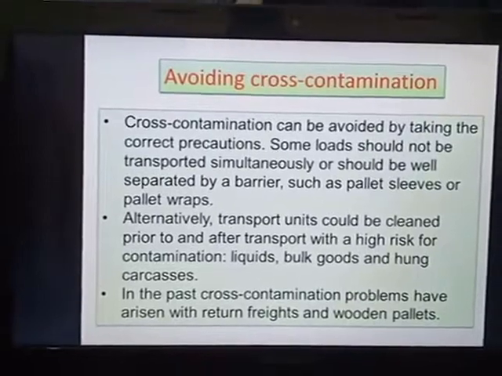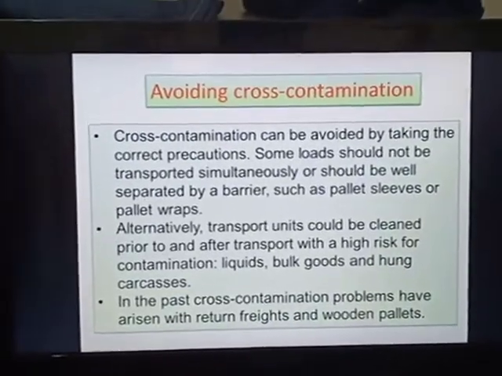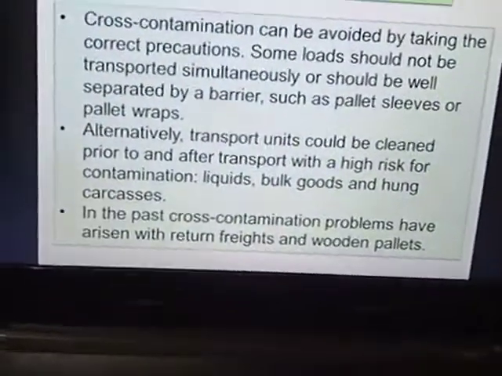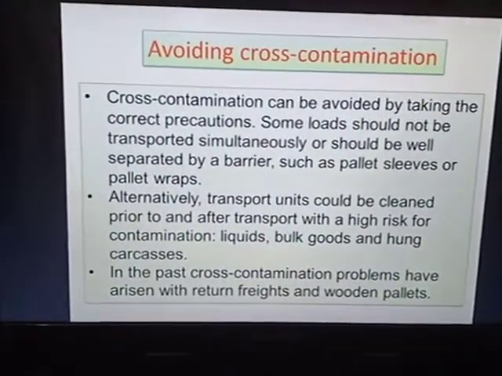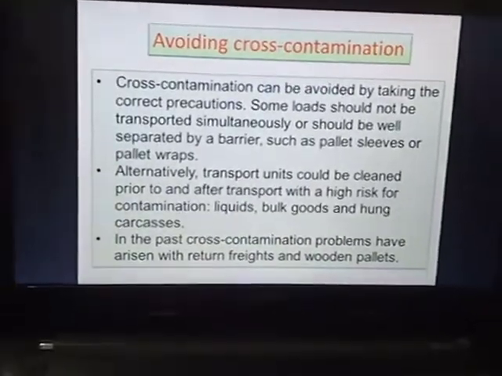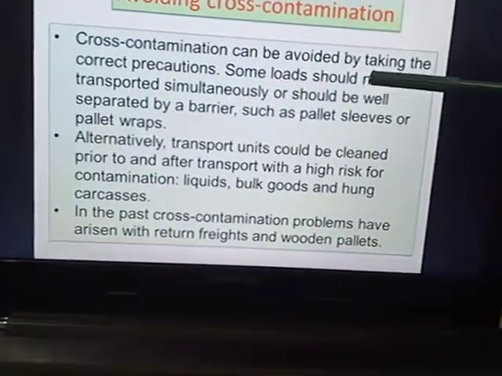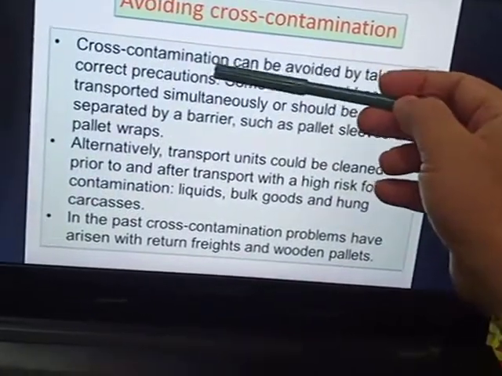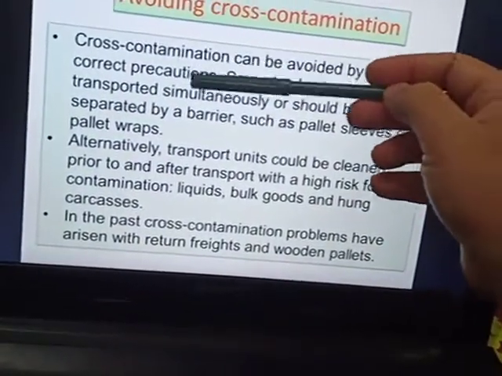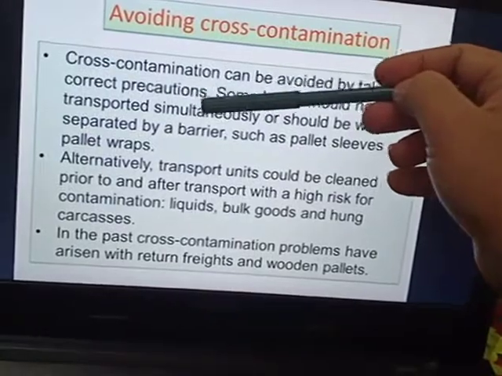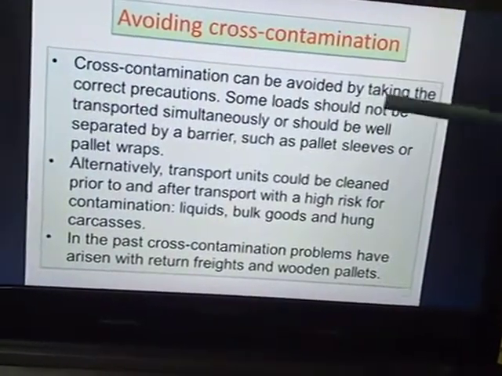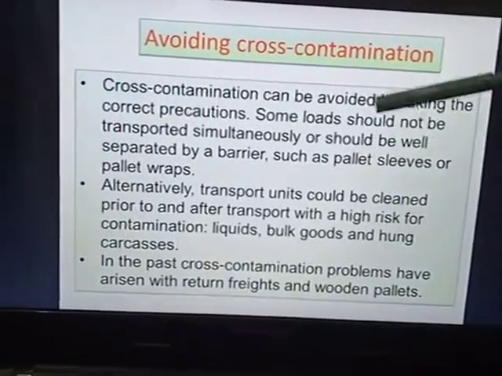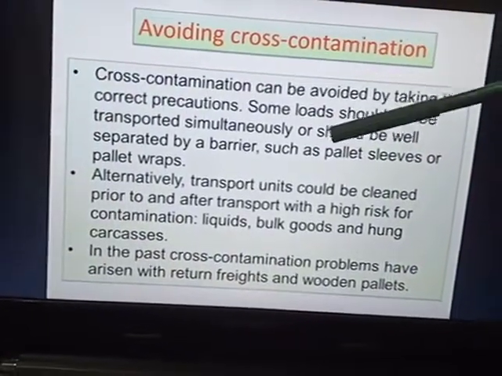Okay, this is chapter 9, part 2, avoiding cross-contamination. Cross-contamination can be avoided by taking the correct precautions. Cross-contamination means contamination from one part inside the lorry onto another part inside the lorry, for example between bundles of packaging.